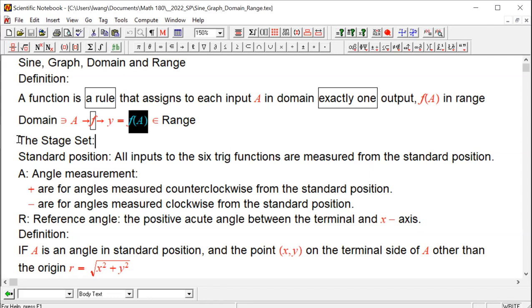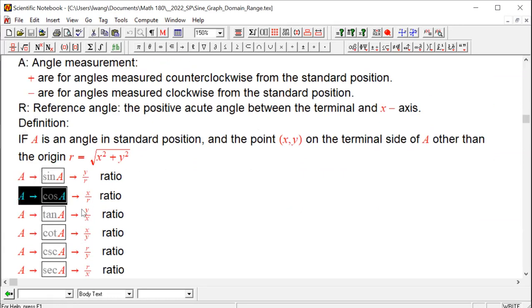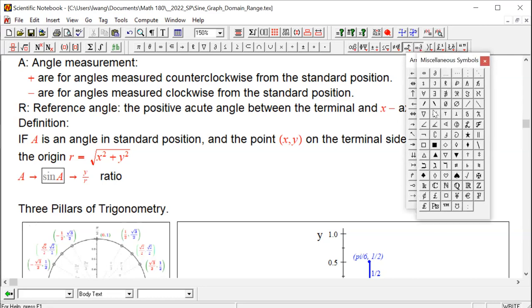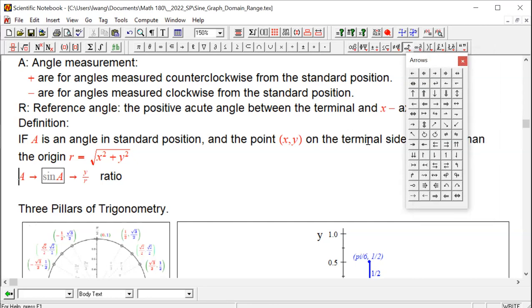We talk about the sine function. We talk about a function under this set, which is A, R, D: Angle, a measurement, reference angle, and definition. And in this case, of course, we only talk about the sine function. So we're going to remove all of these other ratios. Our task is to draw pictures, because we know that every rule corresponds to a graph. So we want to figure out what the graph is going to look like.